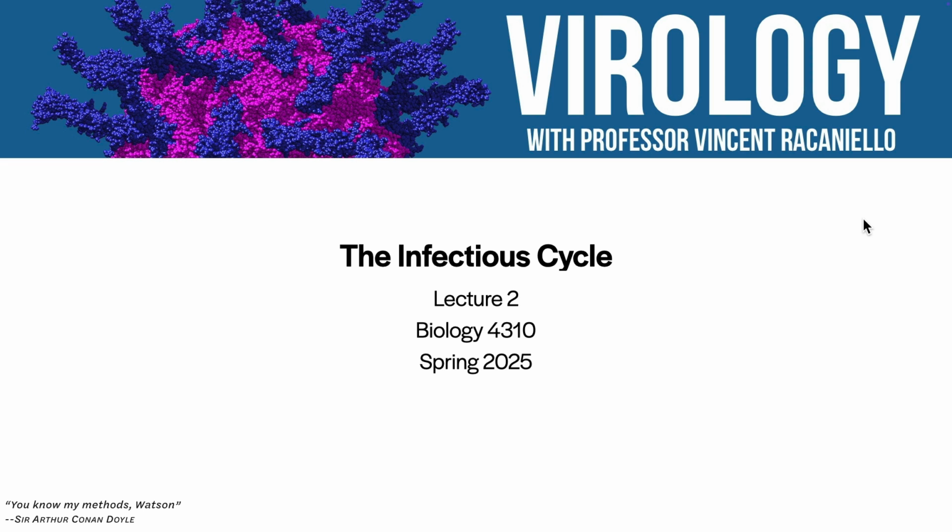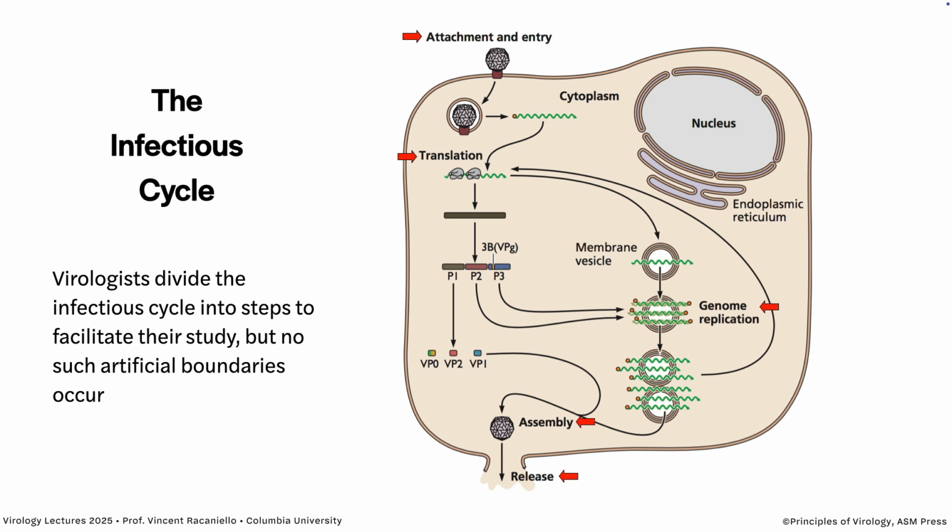This is lecture number 2, and for the next 11 lectures we're going to dive into what happens when viruses enter cells. So today we're going to talk about the infectious cycle. What is the infectious cycle? Well, it's everything that happens in a cell once a virus gets into it. Now, virologists usually divide the infectious cycle into steps to help us study them. Of course, in reality, no such artificial boundaries occur.